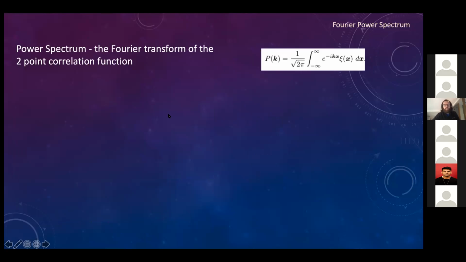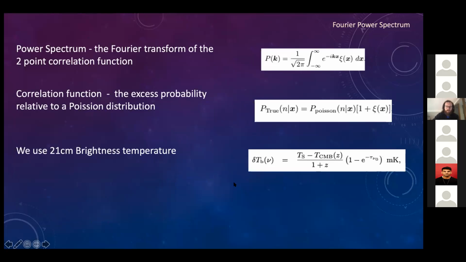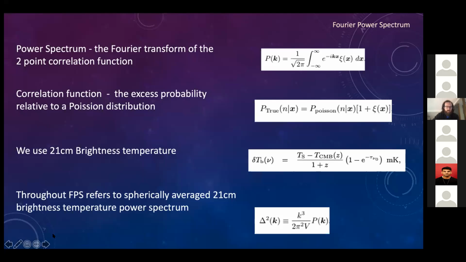Just for basics, the power spectrum is the Fourier transform of the 2-point correlation function. The correlation function is the excess probability over a Poisson distribution for any quantity. In this context, that quantity is the brightness temperature. Throughout this, I'll refer to what you're used to as the power spectrum as the Fourier power spectrum. The FPS here specifically is the spherically averaged version, which is typically used in parameter estimation in codes like 21CMMC.